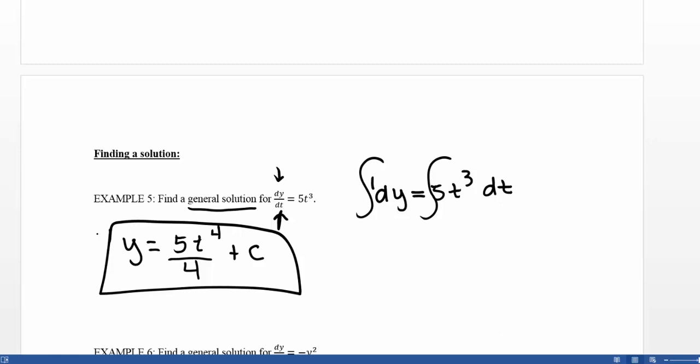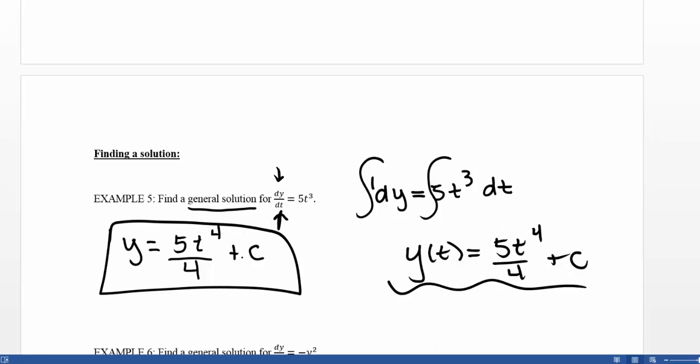Also, just as a point of clarification, I want to remind you that y is a function of t, so even though we're writing it as y equals, it's actually y of t equals 5t to the 4th over 4 plus c. We're going to be just doing y equals, but remember that y is a function of t, so if you see it written as y of t, you know that it's just a writing convention and not anything different. Let's try solving another one.